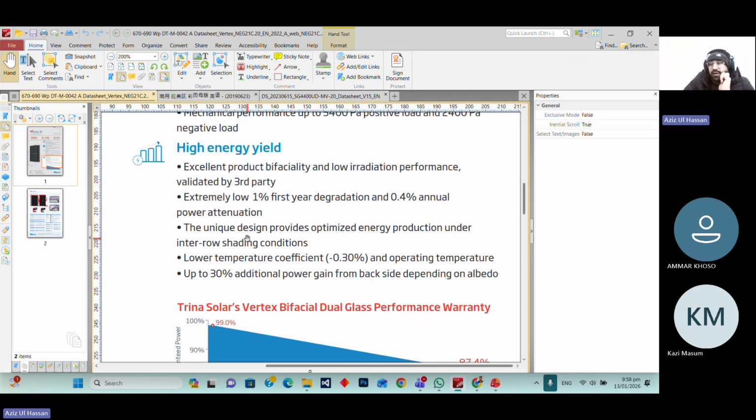Because when we hire a trainee engineer, first of all, we give them the data sheets. Have you seen these values? In the first year the PV module degrades 1%. In other years it degrades 0.4%. Any reason? Can you explain that?